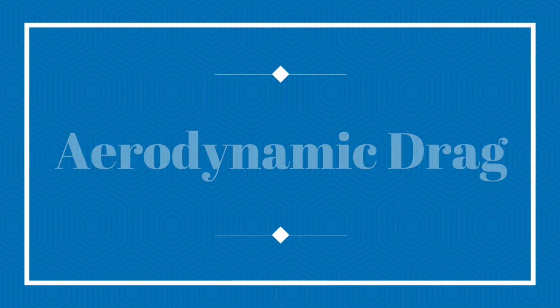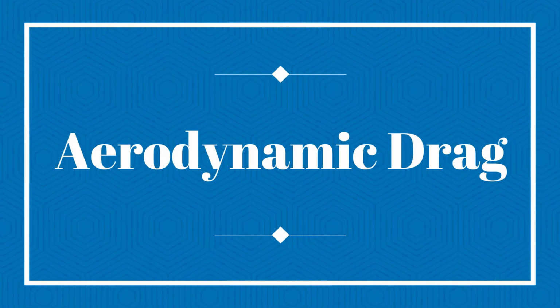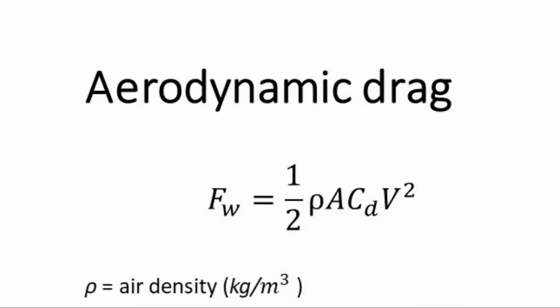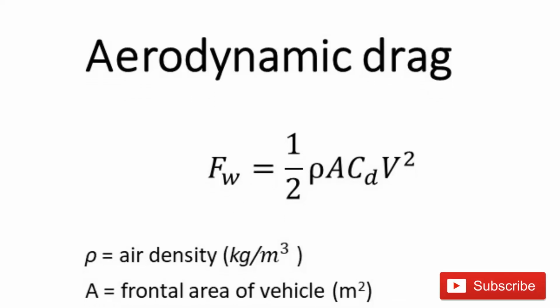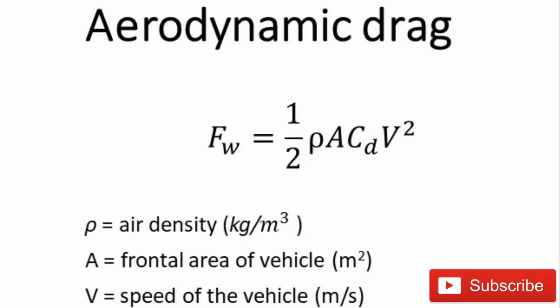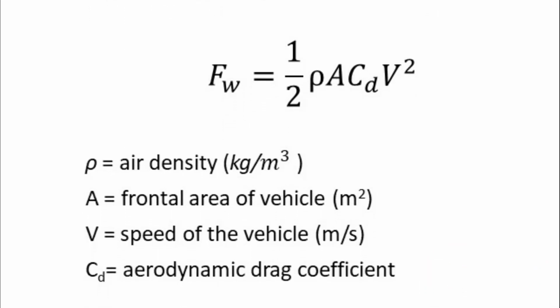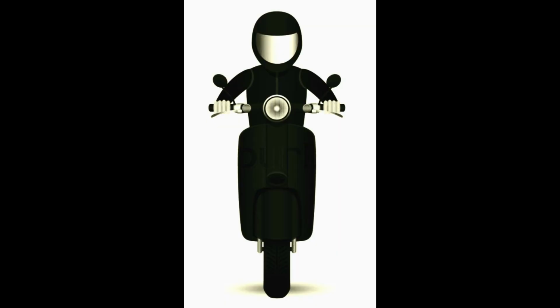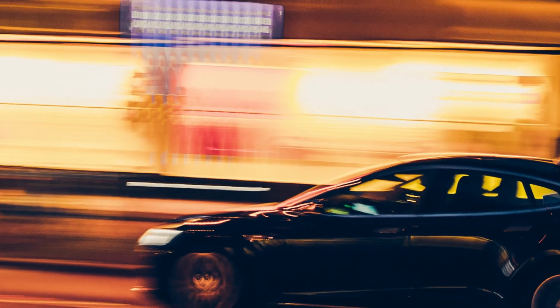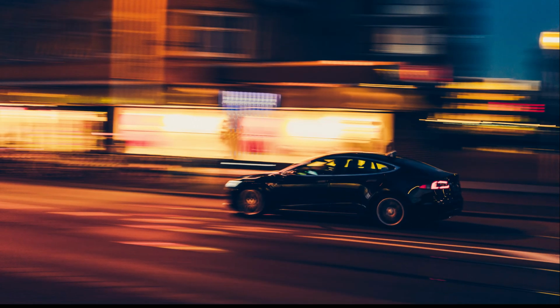The next force that acts on the vehicle is aerodynamic drag. It's equal to half into rho A CD V square, where rho is the air density, A is the frontal area of the vehicle, V is the speed of the vehicle, and CD is the aerodynamic drag coefficient. This force is due to the opposition from the air when a vehicle moves. This is the sum of the forces due to shape drag and skin effect. The shape of the vehicle results in high pressure at the front and low pressure at the back. It results in shape drag.